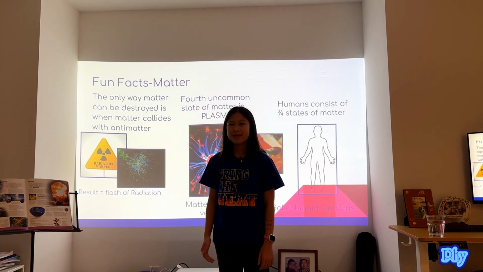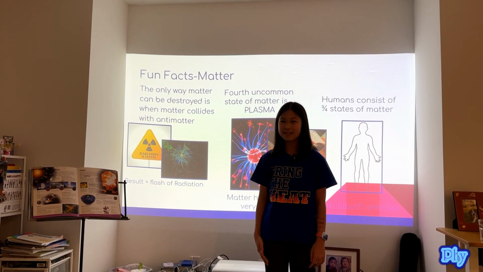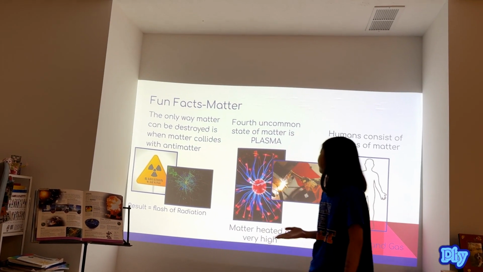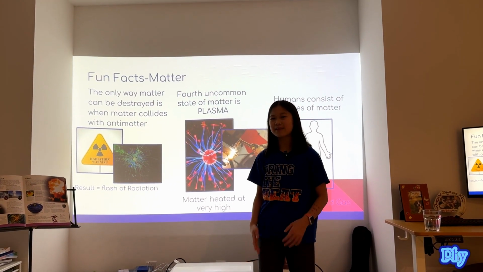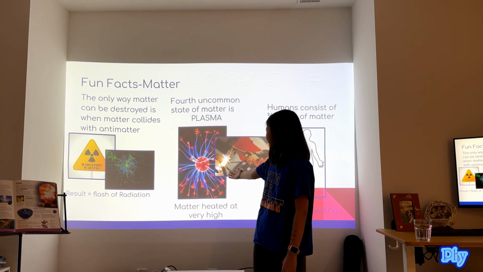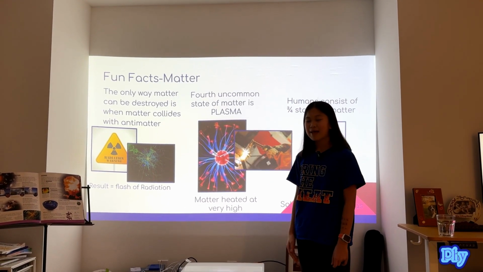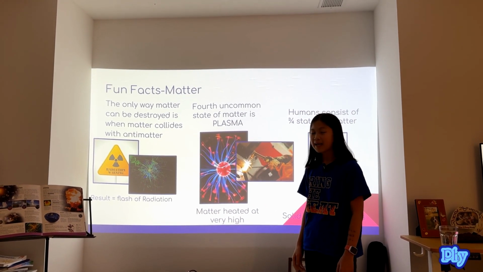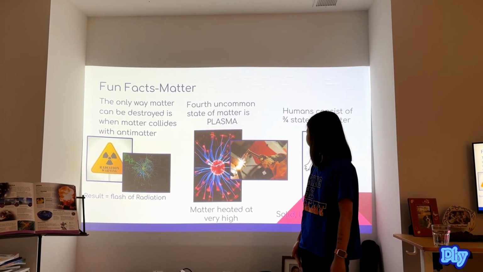We want to avoid radiation, especially as humans, because radiation can be harmful to our bodies and cause symptoms that will never heal. Also, the fourth uncommon state of matter is plasma. We don't really categorize this because there are few things in this category compared to others. This is an example of plasma. A welding tool's flame is an example of plasma because it is heated at very high temperatures. When matter is heated at very high temperatures, this can sometimes change how it looks or how it feels.